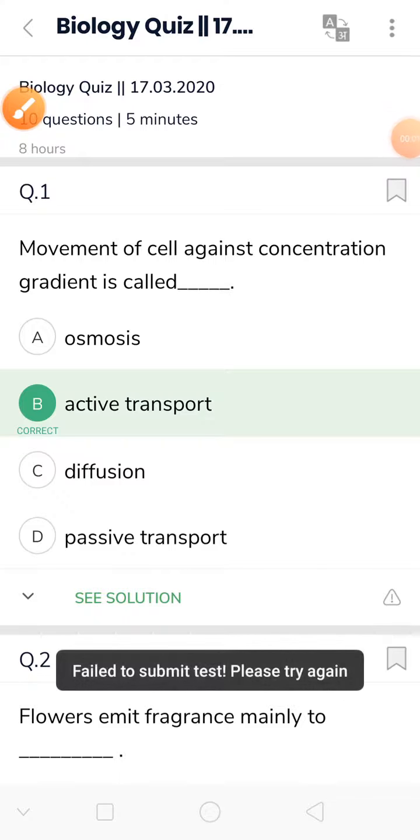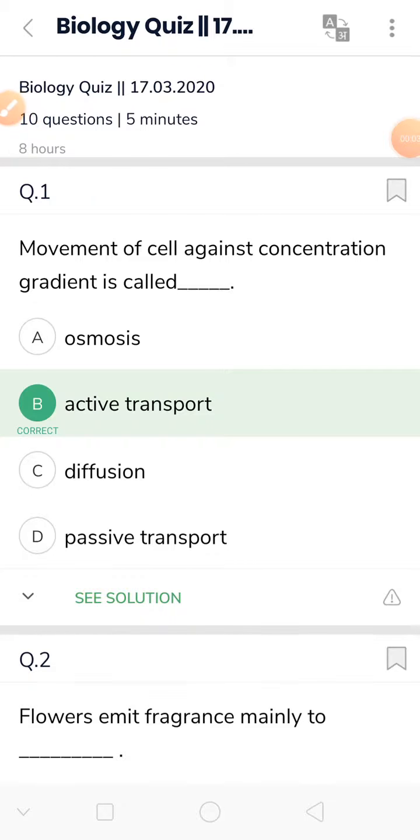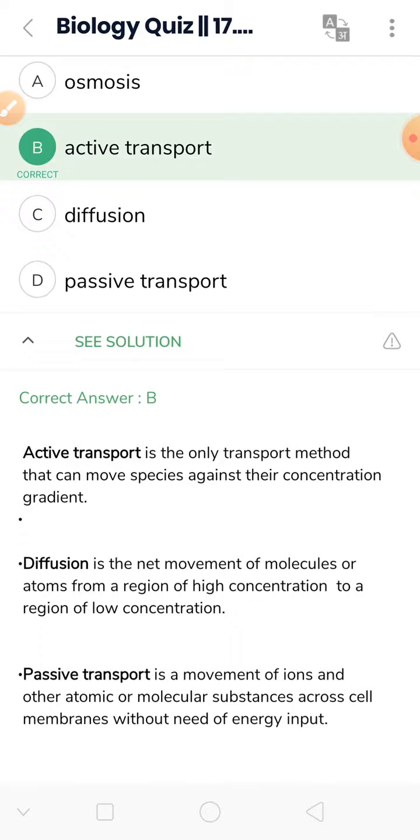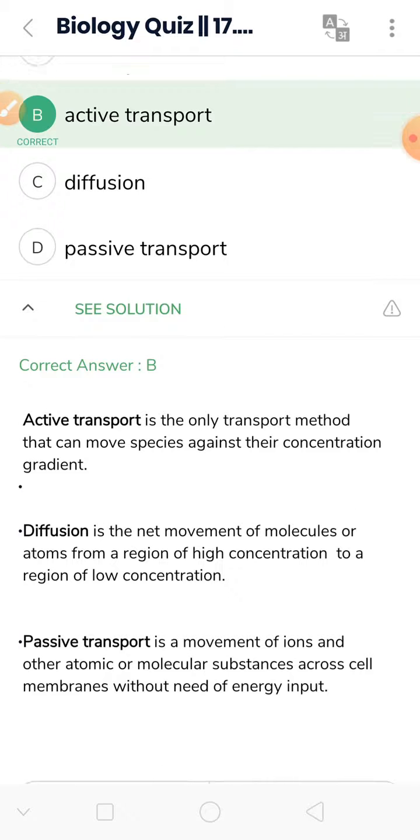Movement of cell against concentration gradient is called active transport. Active transport is the only transport method that can move a species against their concentration gradient.